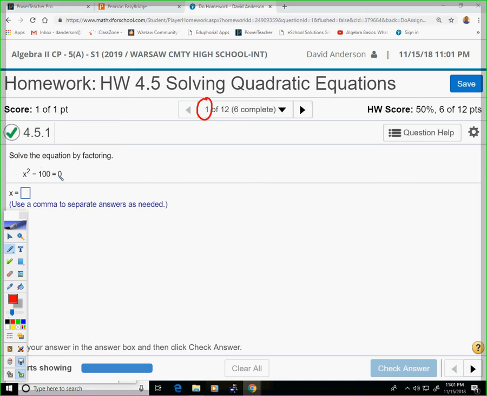So this first problem says solve the equation by factoring. Hopefully you're comfortable factoring these types of quadratics by now. We know that this is a difference of squares, and this factors to x minus 10, x plus 10.